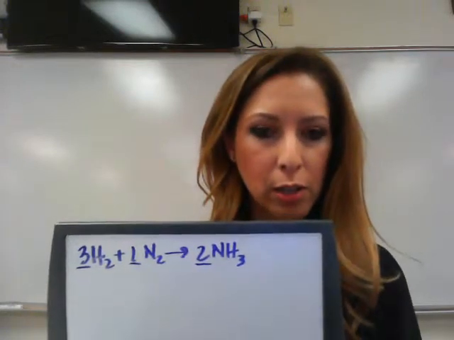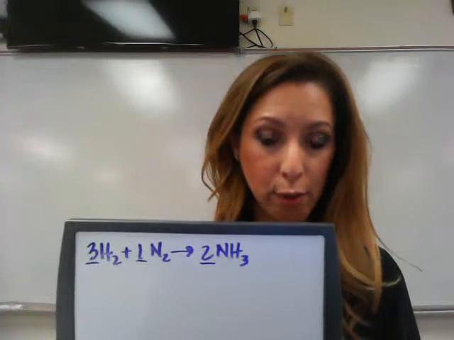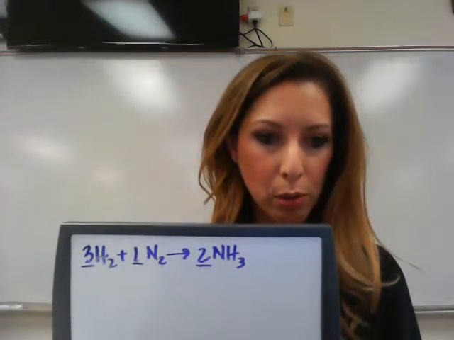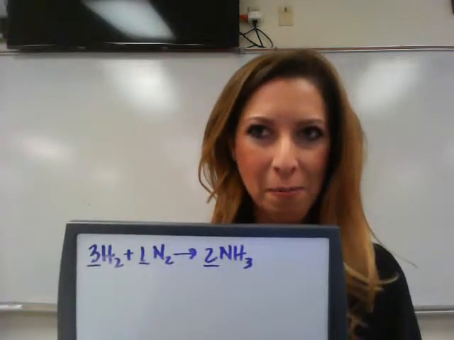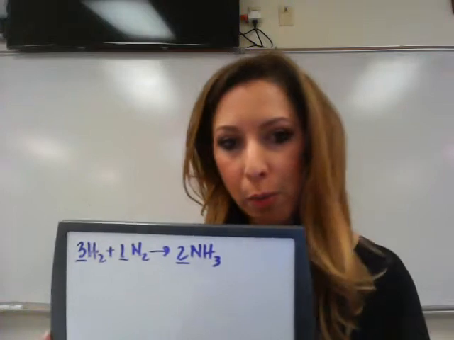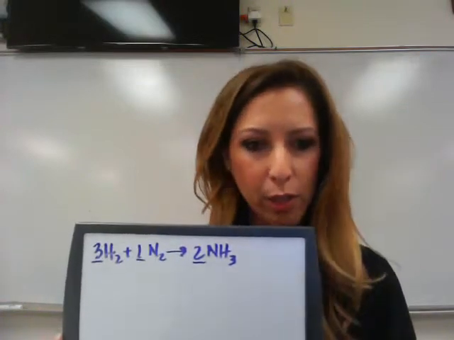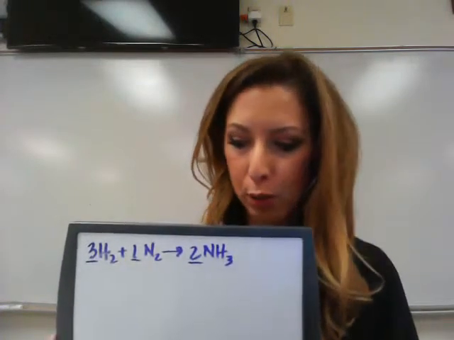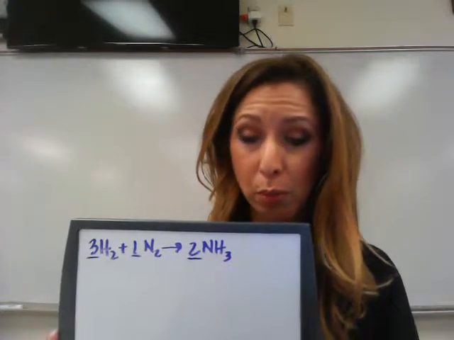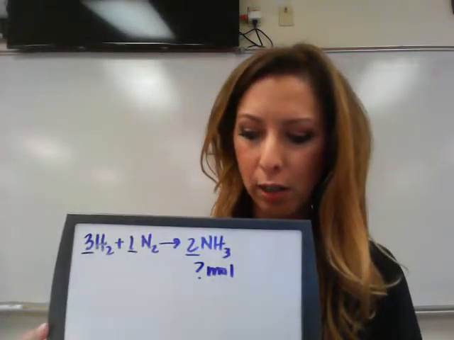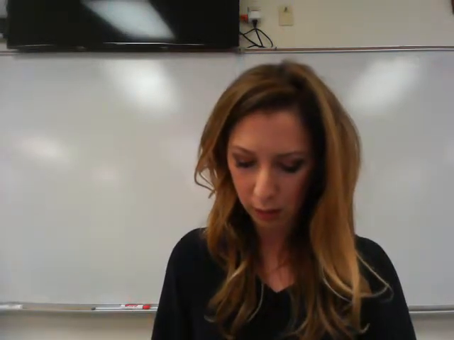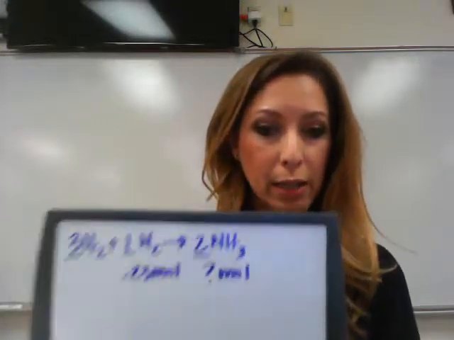Okay, so the underlined numbers are the coefficients, and they stand for moles. So I have 3 moles of hydrogen reacting with 1 mole of nitrogen to produce 2 moles of NH3, which is also called ammonia. Now, if I want to know how many moles of NH3 can be produced from 0.23 moles of N2, I suggest you put a question mark moles underneath NH3 because that's what we're going to solve for, and then put 0.23 moles underneath N2 so you know what it is that you're beginning with.